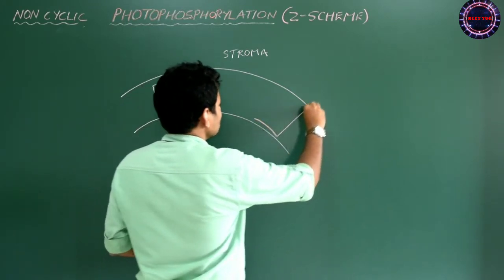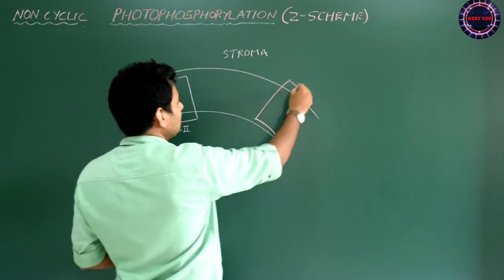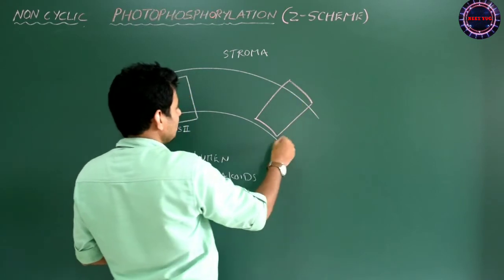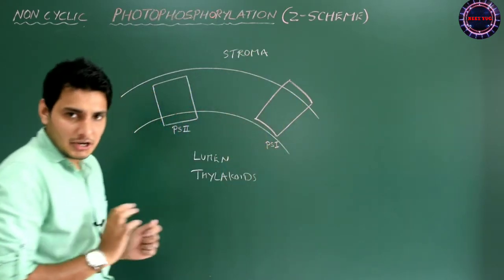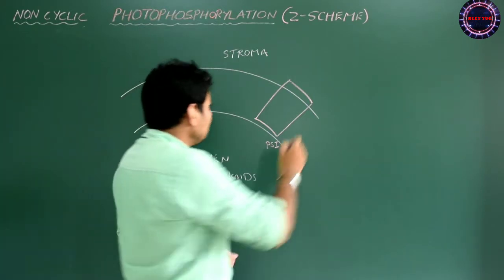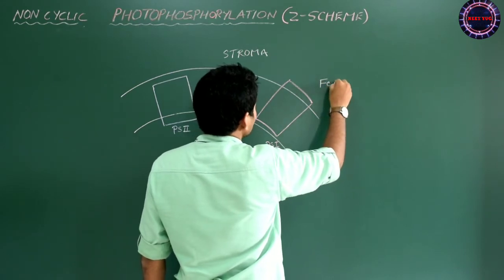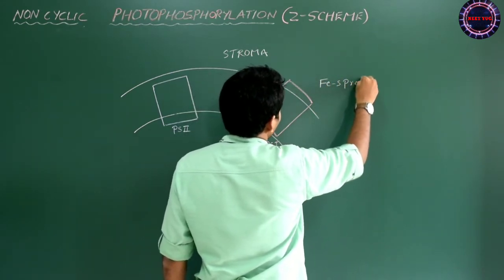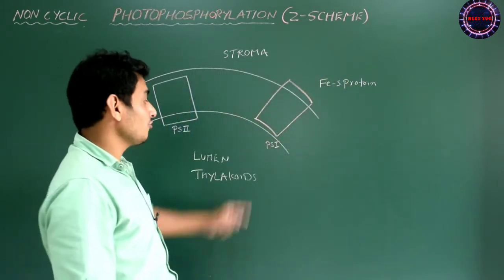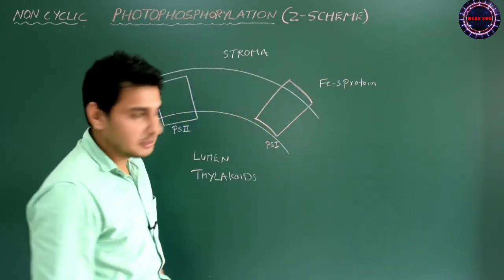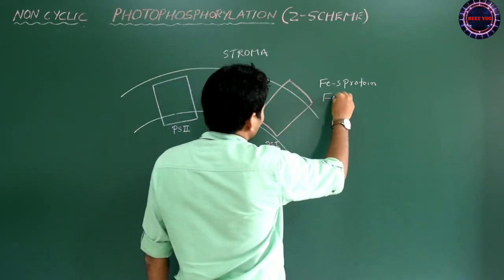This is situated slightly away from the inner membrane of the thylakoid, but it is facing some portion of this system. That is, PS1, photosystem 1, is facing the stroma portion. Now in the stroma some components will be there, that is iron sulfur protein, also called FES protein, which is present in the stroma and is very important for PS1 to synthesize NADPH.